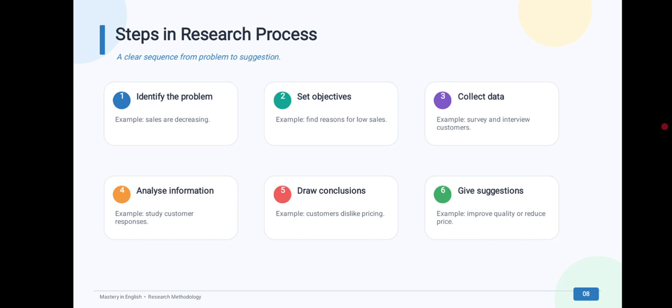Next step we have giving suggestions. So researchers provide recommendation for improvement. For example, reduce price, improve quality, or improve advertisement strategy so that the sales of the product increases in the market.